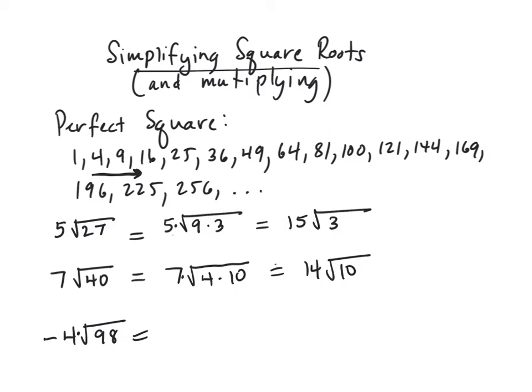Negative 4 root 98. The largest perfect square in 98, I believe, is 49. And the square root of 49 is 7. So let's not get ahead of ourselves, though. 49 times 2 is 98. As I said, the square root of 49 is 7. There's times right there, so I'm going to take that 7 and multiply. 4 times 7 is 28. Don't forget the negative, negative 28. And left underneath the root is that 2. Negative 28 root 2.